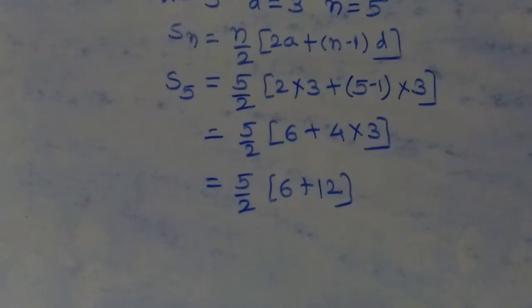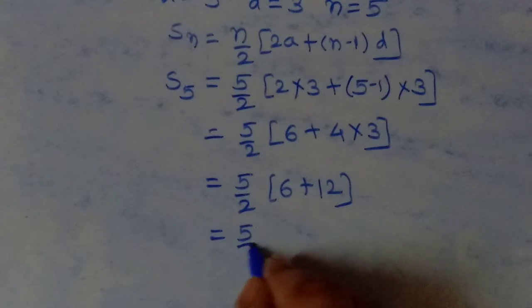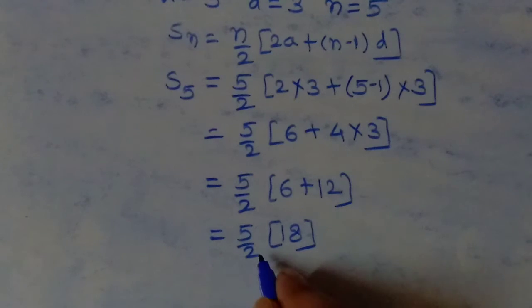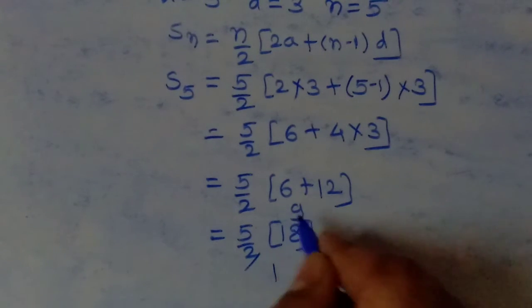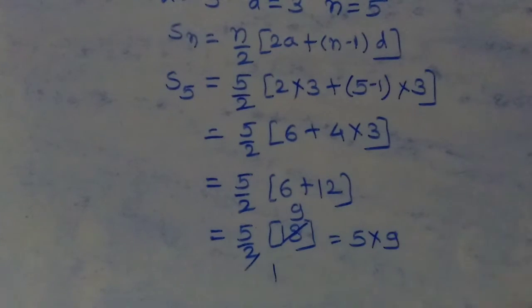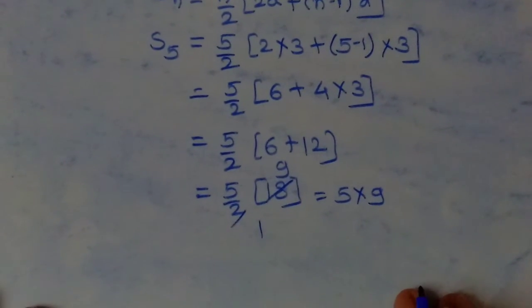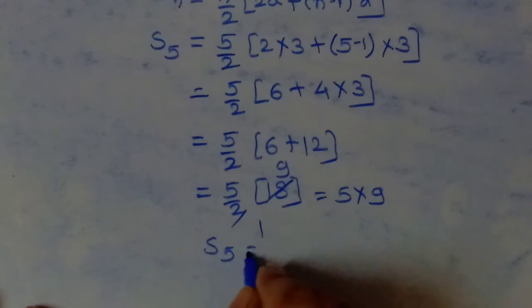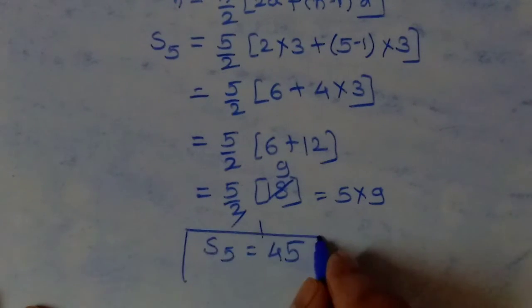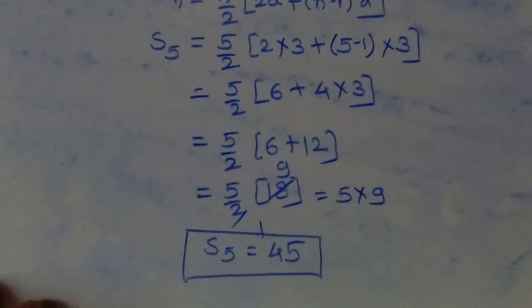Then this is equal to 5 upon 2 into 12 plus 6 is 18. Now 2 ones are 2, 2 nines are 18. That is 5 multiplied by 9, and 5 multiplied by 9 answer is S5 is equal to 45. And therefore the sum of 5 multiples of 3 is 45.